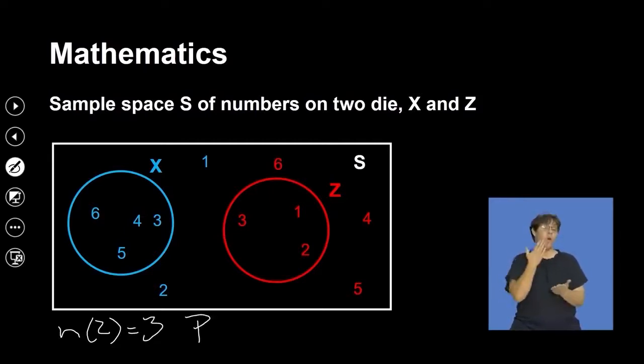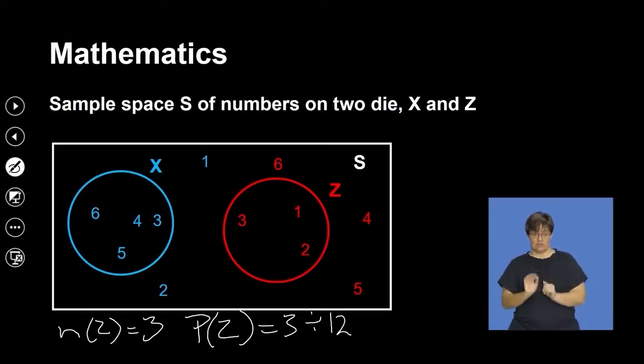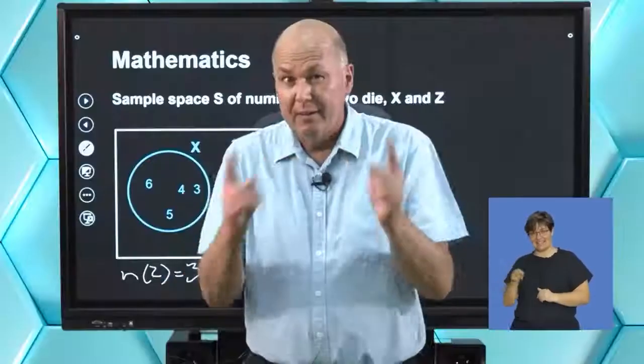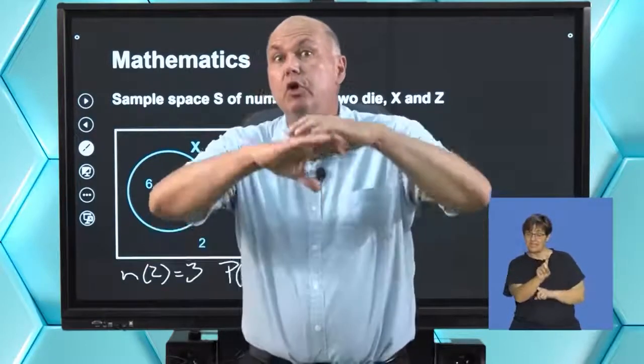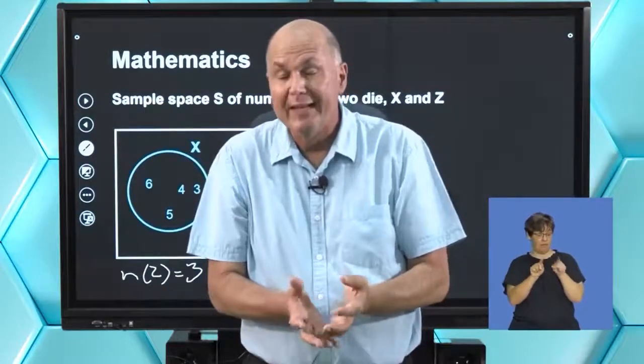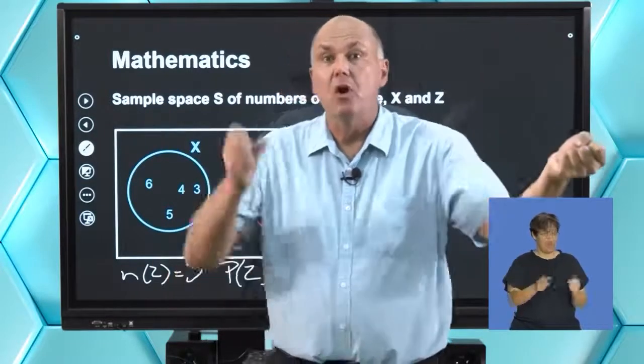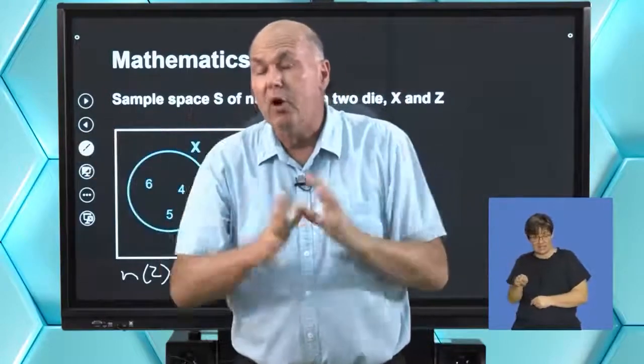So the probability of Z is going to be the total number in Z, which is 3, divided by the total number of values in the set. So we're going to get a value of 3 out of 12. Not quite the same, because you'll recognize there were more in X, less in Z. Now there's a problem, because if we were to look at the union of those two, in other words, if it was in X or Z, then what's that number going to be?